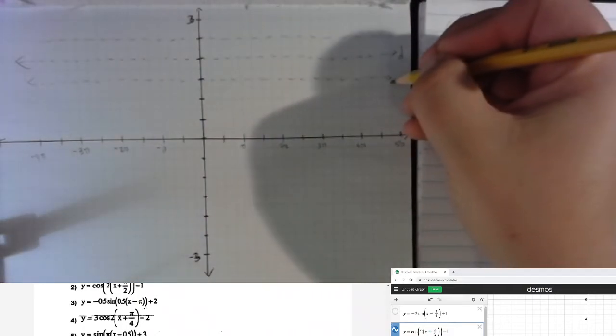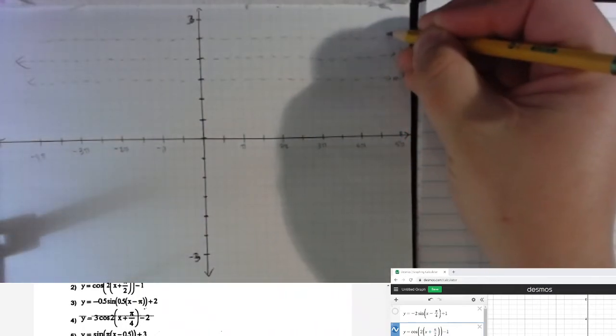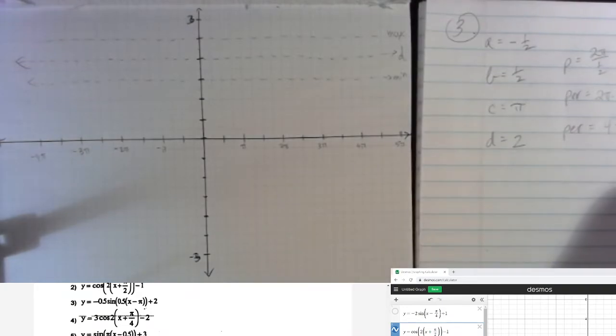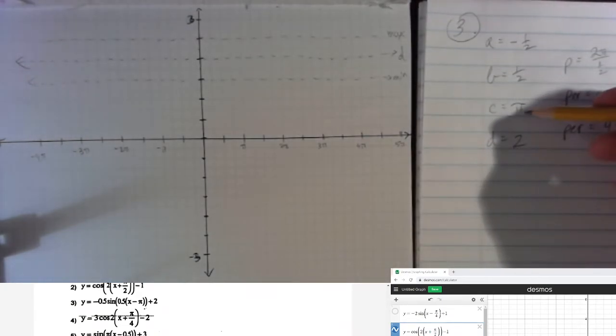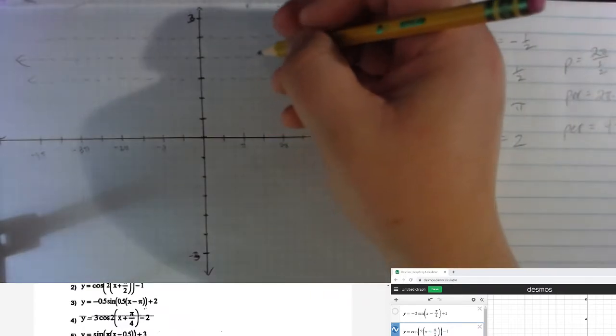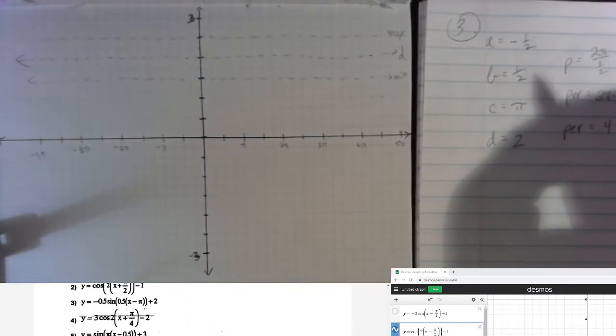And there we go. There's our min and our max. And let's start drawing. Our C value is at pi. So okay, what are we, a sine or a cosine? Which one are we doing again? This is number 3. It's a sine.